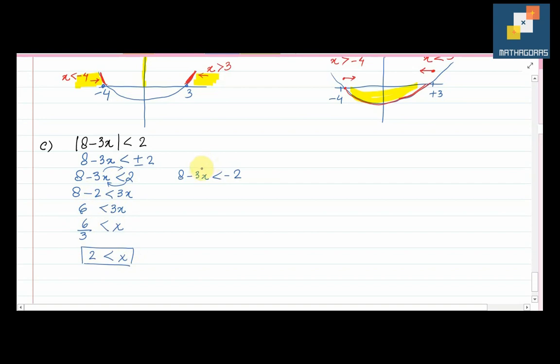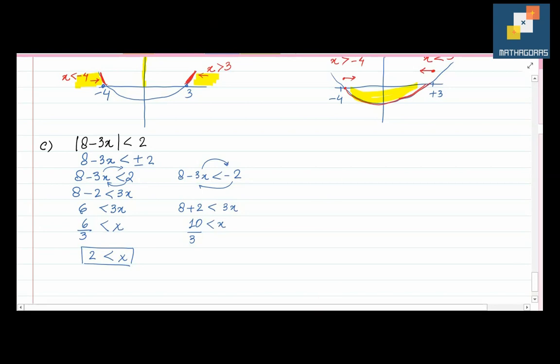Similarly, I'm doing the same here: shift negative 3x to the right side to make it positive, and negative 2 shifts to the left side, so it will be 8 plus 2, sign of inequality, and then 3x. 8 plus 2 is 10, so 10 divided by 3, and it's x, right? Now after that, you need to find the range of values of x, which I have explained in the example above, right? So do it by yourself, give it a try.